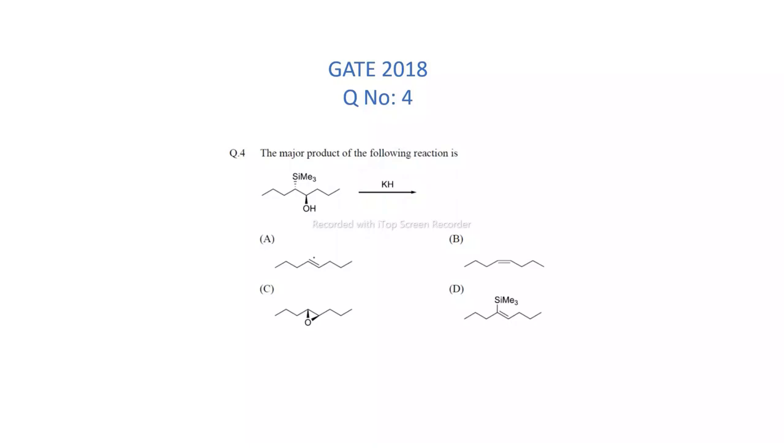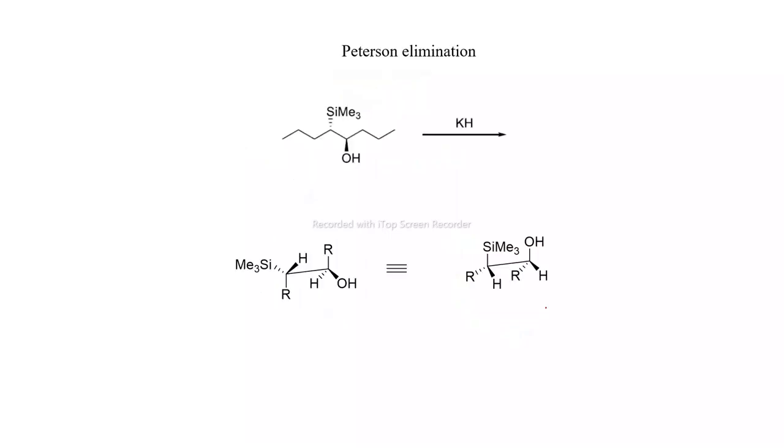The first option is the formation of an olefin with trans stereochemistry, and option B is the formation of an olefin again with cis stereochemistry. Option C is the formation of an epoxide, and option D is the substituted silylated compound. So we have to find out which option is correct. This is the name reaction known as Peterson elimination.